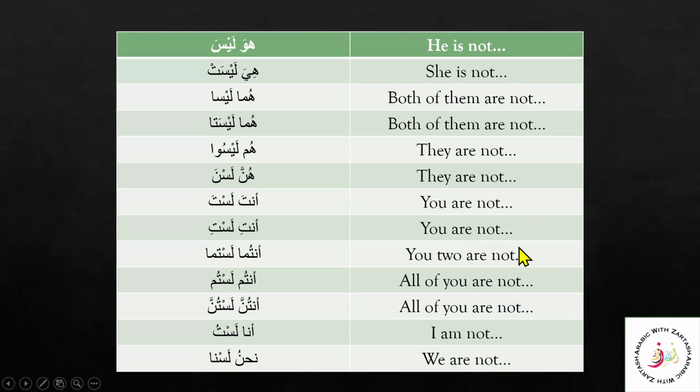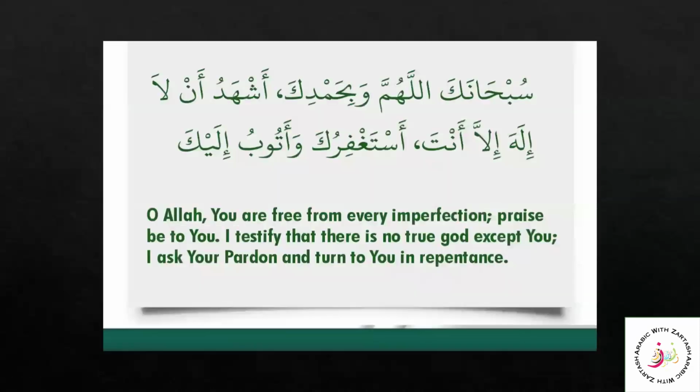You can see this is incomplete because laysa is an irregular fi'l. So here again, antuma lastuma, no ya here. Antum lastum, antunna lastunna, ana lastu, nahnu lasna. So this is the chart for laysa, and remember, it is an irregular verb.